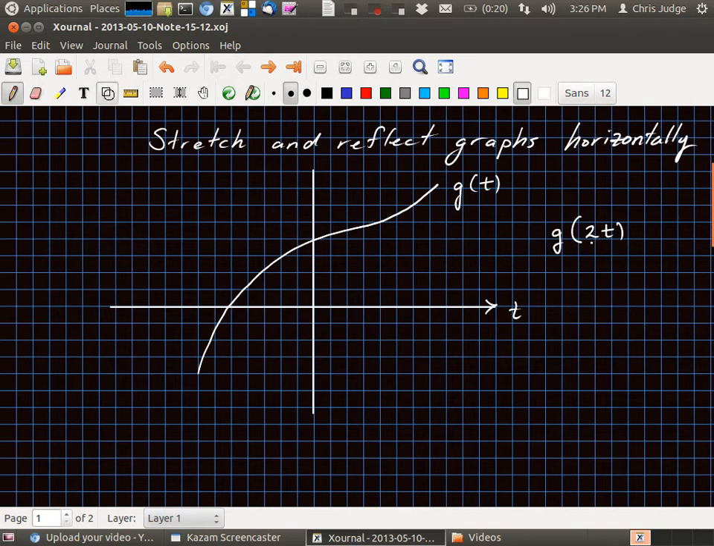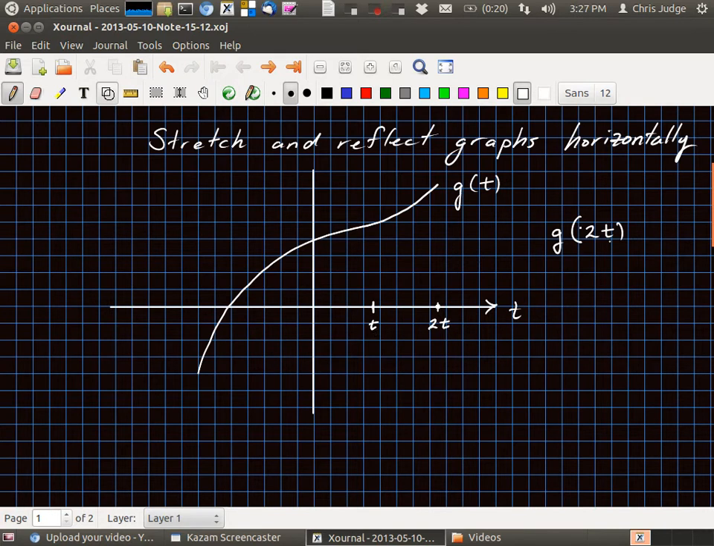When you multiply the independent variable inside the parentheses, we don't stretch horizontally by 2, we stretch by 1/2. So we actually shrink the graph. I'll give a brief explanation and then we'll think about the general principle. Suppose I'm at this point here. If I start with this being t, then twice this value is out here. So here's g of 2t.